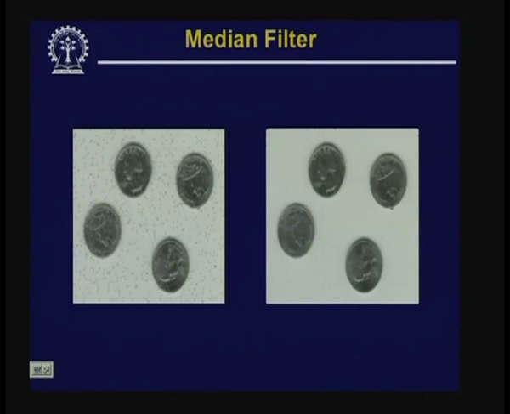But this kind of median filtering, as we have mentioned, is very suitable for the removal of a particular kind of noise, which we have called salt and pepper noise. The name comes from the appearance of this noise in the given image.